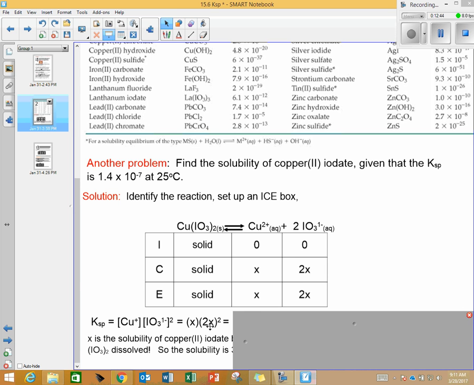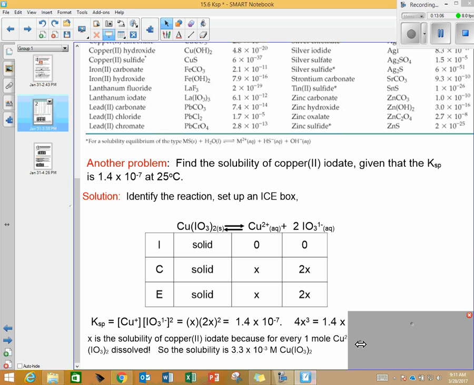Okay, so I just plugged in those values. And now I was given the KSP right here. So I know that this is equal to 1.4 times 10 to the minus 7. And now I can solve for x because the left side is equal to 4x cubed. Don't forget to square the whole thing. So we have 4x squared times x is 4x cubed equals KSP. Solving for x. There we go.